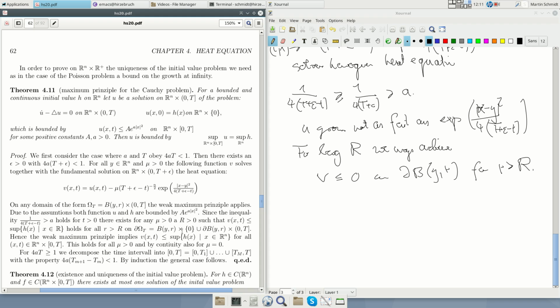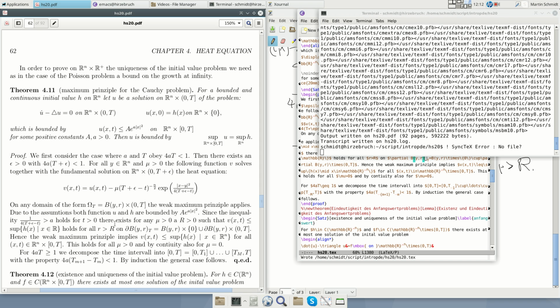Okay, and this is also the case for the parabolic cylinder of this ball. Sorry, here this is again a mistake. So on the parabolic cylinder corresponding to this ball. Hence, the weak maximum principle implies that this function is smaller or equal than h.